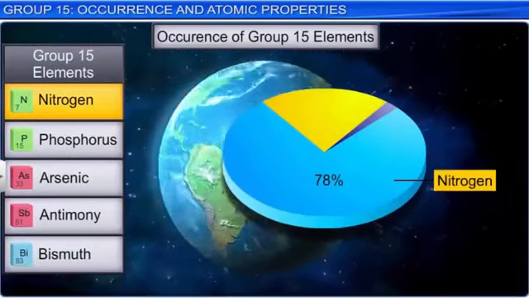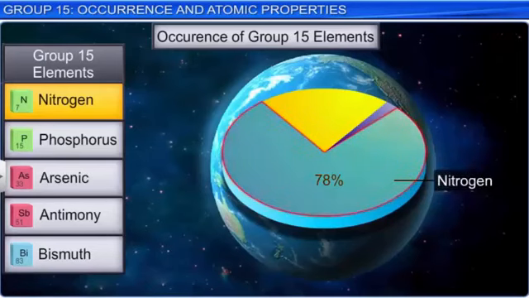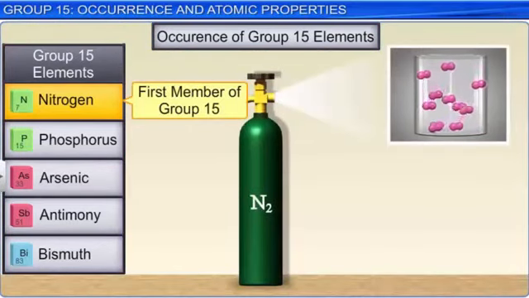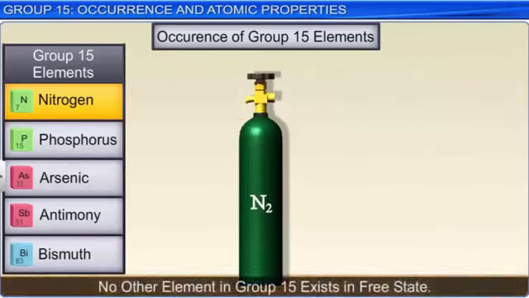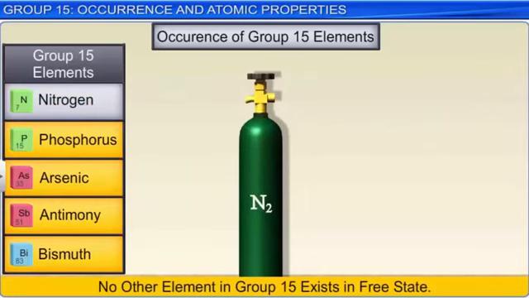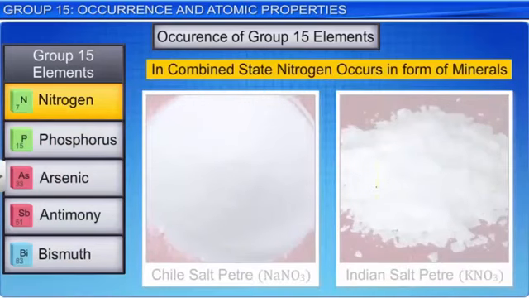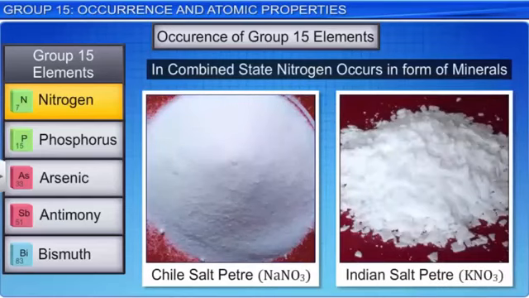Nitrogen is the major constituent of the Earth's atmosphere and accounts for 78% of it by volume. It is the first member of this group and occurs in free state as a diatomic gas, N2. No other element of this group exists in free state. In combined state, it mainly occurs in the form of minerals such as Chile saltpetre and Indian saltpetre.